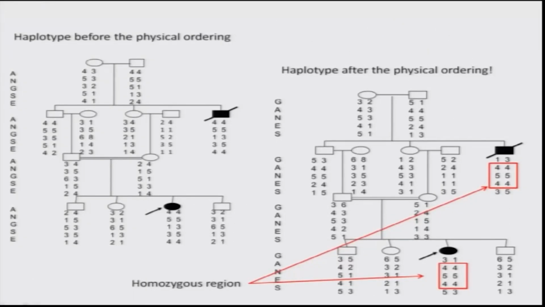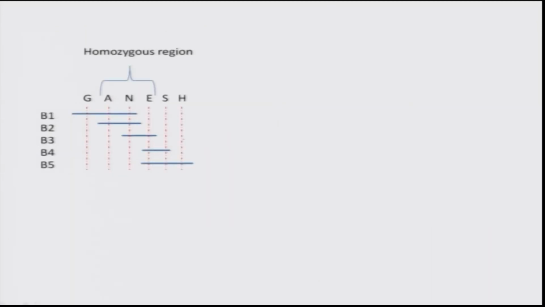And if you look here, when you have not done the correct ordering of the markers, they do not really explain the real scenario, which region is showing the homozygosity. That is why the physical ordering is very, very important.